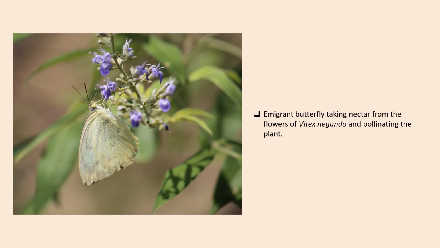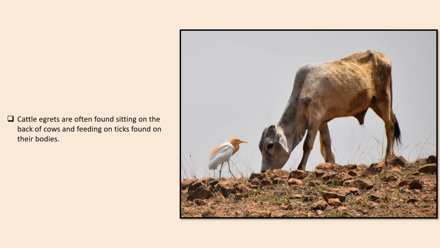Now, this is the interaction of common emigrant butterfly sucking on the nectar of the flowers of Vitex negunda, and also pollinating the flower. This is the common example of mutualism.